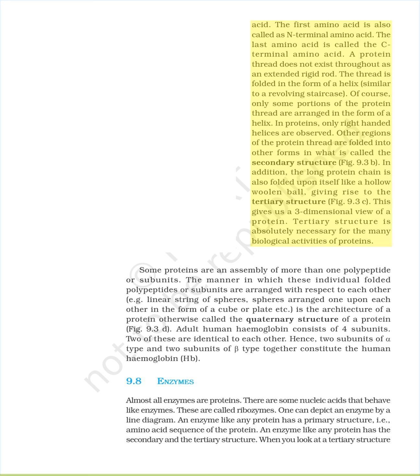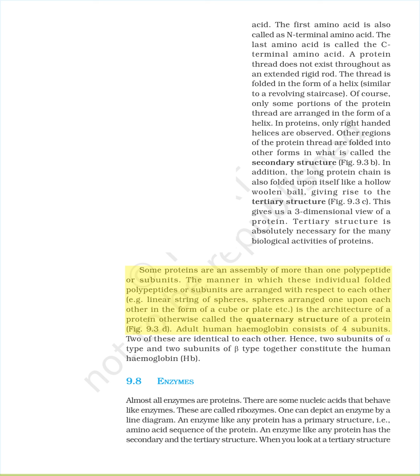Tertiary structure is absolutely necessary for the many biological activities of proteins. Some proteins are an assembly of more than one polypeptide or subunits. The manner in which these individual folded polypeptides or subunits are arranged with respect to each other, e.g. a linear string of spheres, or spheres arranged one upon each other in the form of a cube or plate, etc., is the architecture of a protein, otherwise called the quaternary structure of a protein, Figure 9.3d.